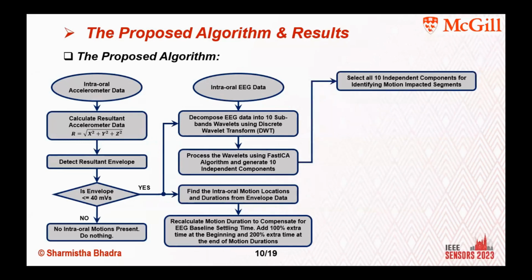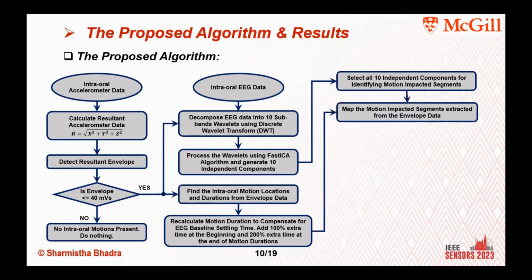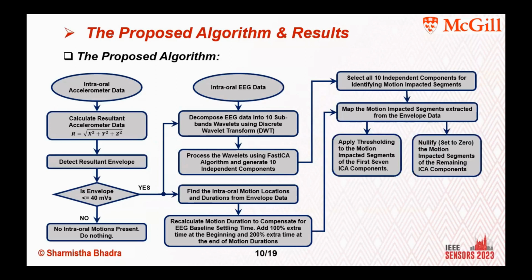We also know the time range where the motion happened, so we map this time range onto the independent components that we got from the EEG signal. When we looked at these components, we saw that the first 7 independent components are not much affected by motion. It's the last 3 that are affected mostly by the motion. So for the first 7, in this time range we apply a thresholding method to compensate for the motion artifact. For the last 3 components, where the motion happens in that time range, we set the value to 0 for the EEG signal in those locations.